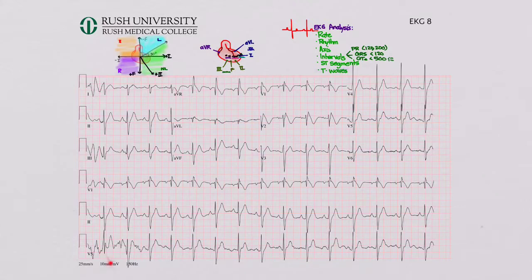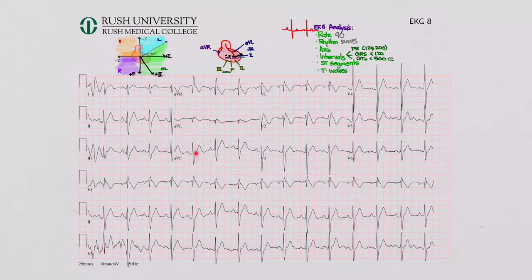What about the rate? 1, 2, 3, 4, 5, 6, 7, 8, 9, 10, 11, 12, 13, 14, 15. So 15 times 6 is 90. Now what about the rhythm? Do we have a P for every QRS and a QRS for every P? Let's look here. There's P, QRS, P, QRS, P, QRS. So yes, you can even see it nicely down here. So we have a sinus rhythm.